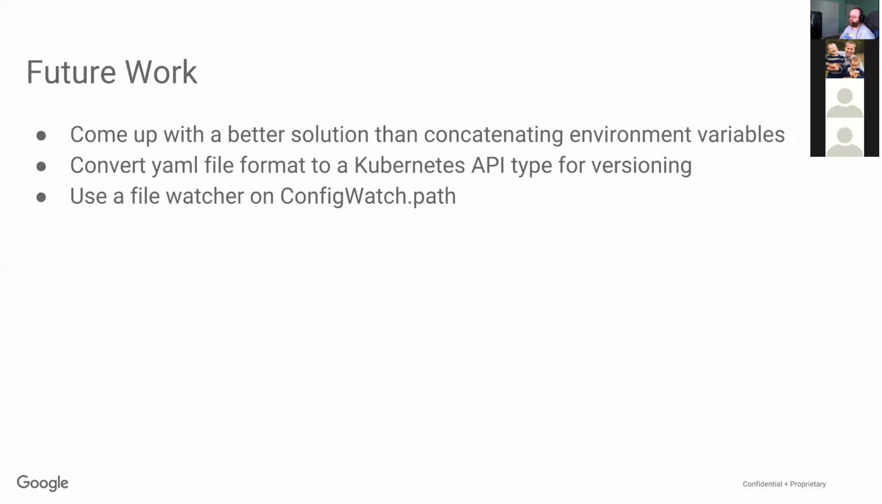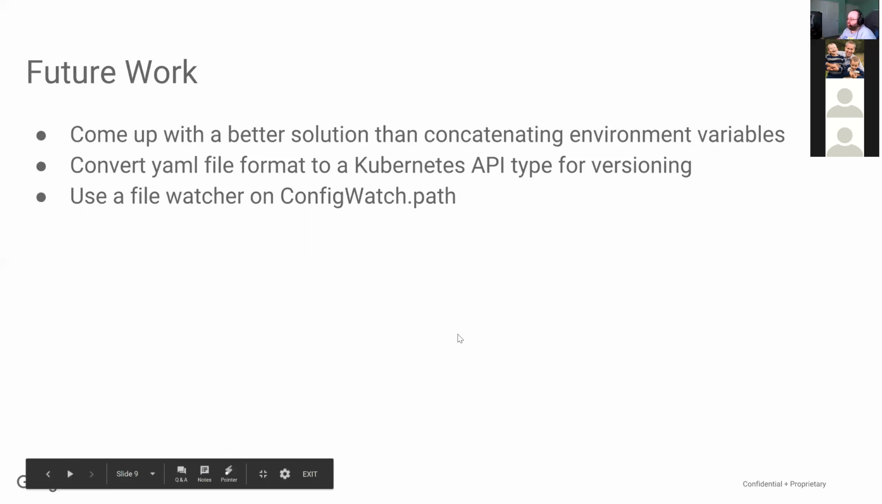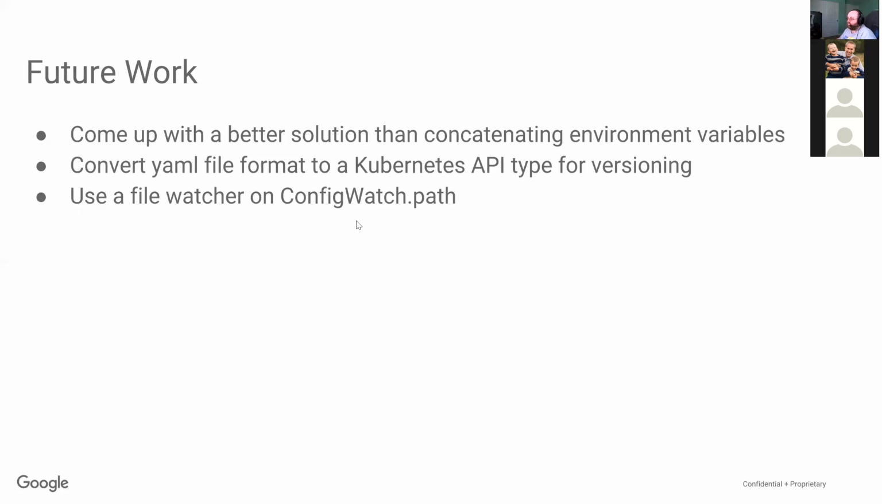Some of the future work, as I mentioned, is using a better solution for the environment variables for the startup scripts. We want to convert the YAML file format to an API type so we can have versioning for it, and also use the file watcher for the config watch. And I think that's all I have. If there are any questions about that at all.